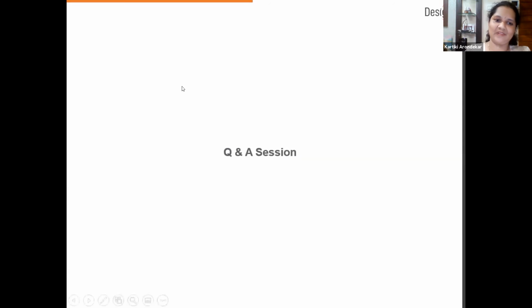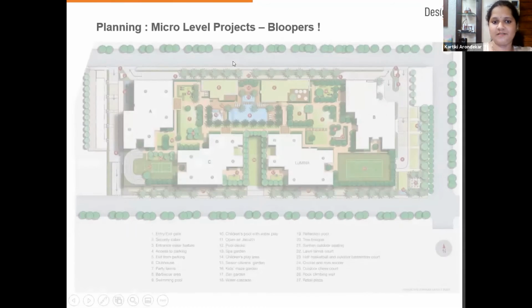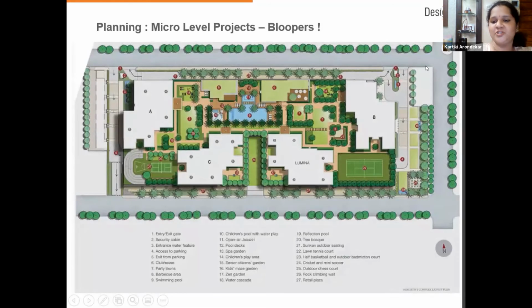Yeah. So I just thought I should add this small quiz kind of thing to this entire presentation, making this session very interactive. So let's find out bloopers in this plan. This is a residential project in Mumbai by a renowned developer. The spatial planning of the apartments is very beautiful. I've seen those apartments personally. But find the bloopers in the master plan if anybody can and answer this.